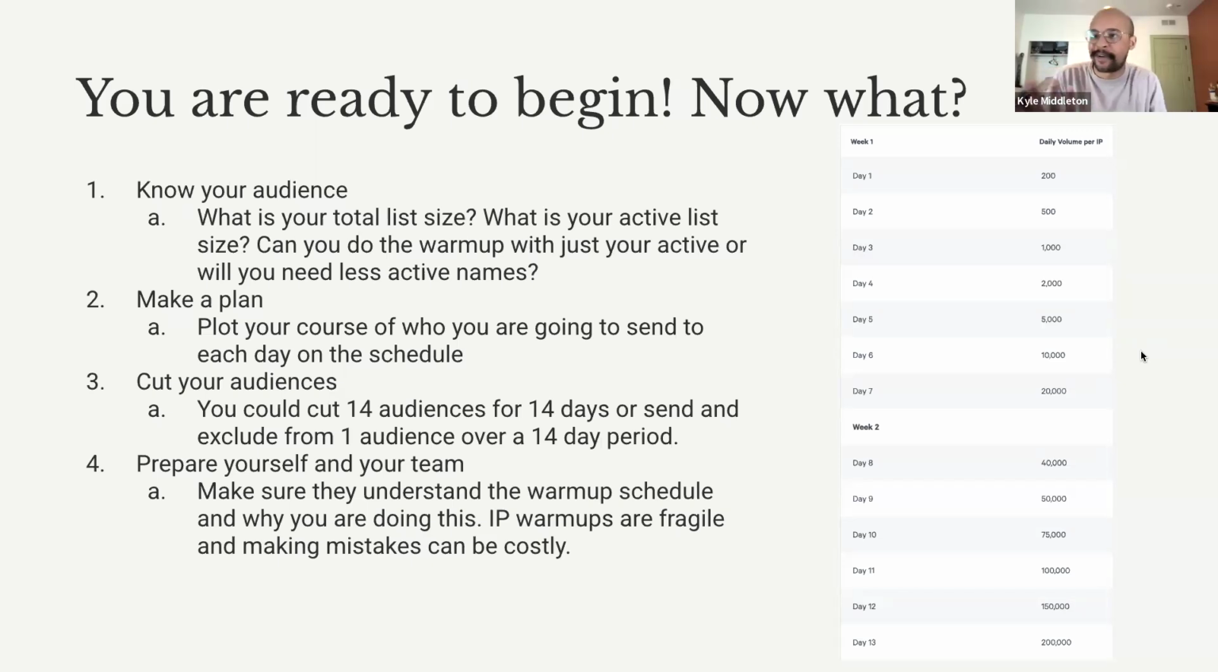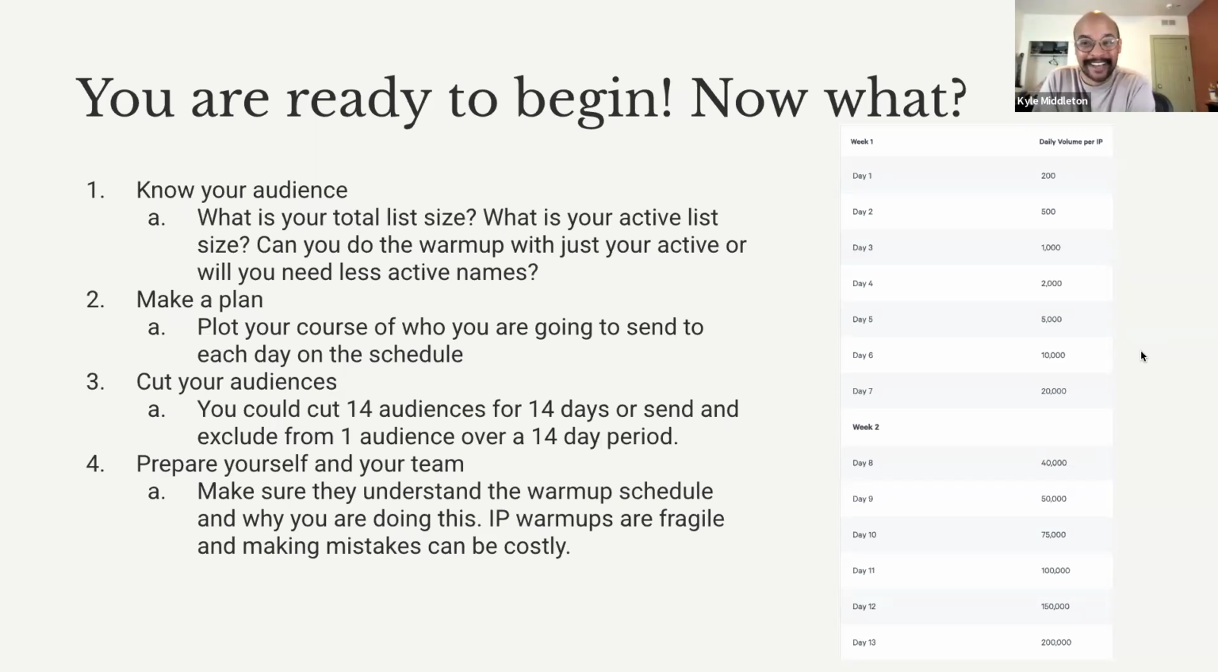But your total list is like 1 million. And so in order to warm up to 500,000, are you going to be able to use your whole active list or not in the scenario that I just laid out? Yes, but sometimes those numbers don't actually work out and you're going to need to take less active names in order to get to your desired volume goal.